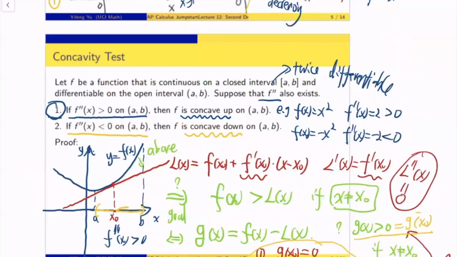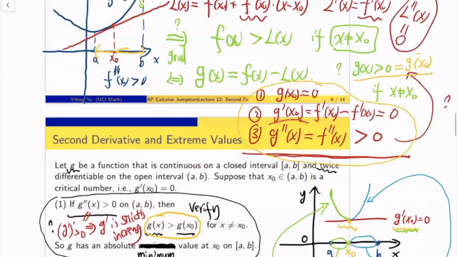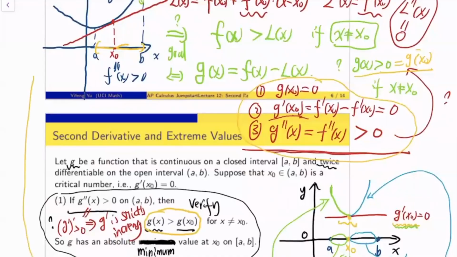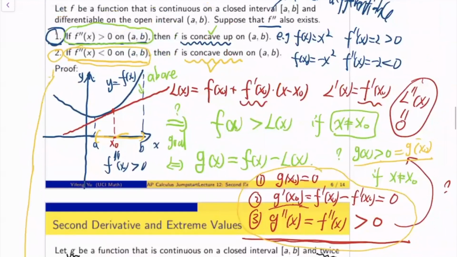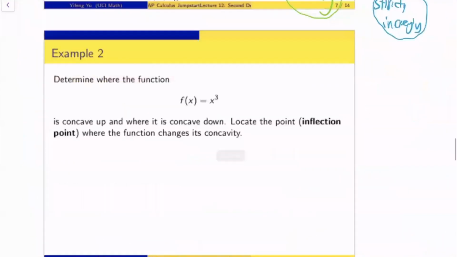So let's quickly review this. If I know the second derivative is positive, then the function is concave up. If I know the second derivative is less than 0, then the function is concave down. The proof of concave down will be similar to how we proved concave up. So we used this to get the concave up. All right, now let's look at some applications of this concavity test.